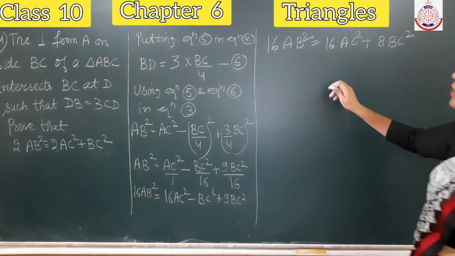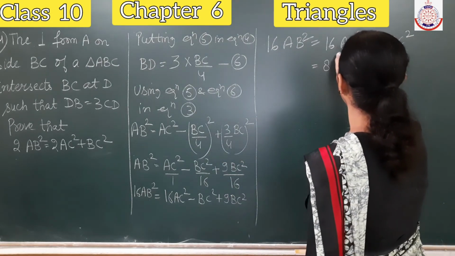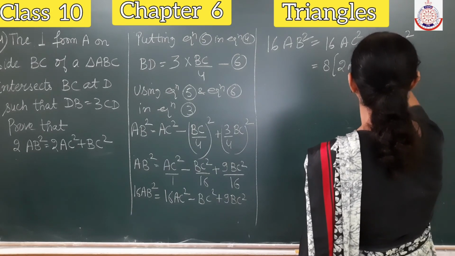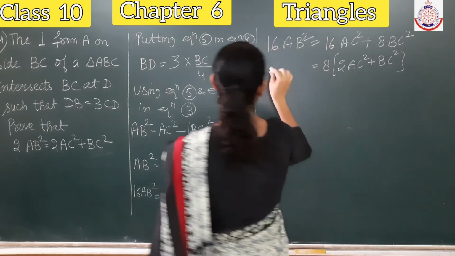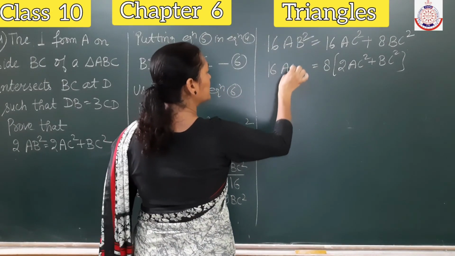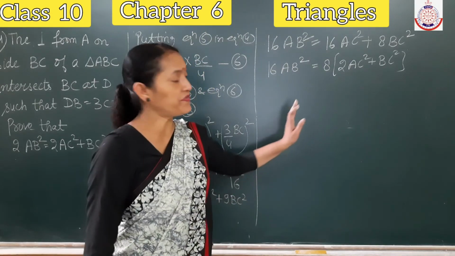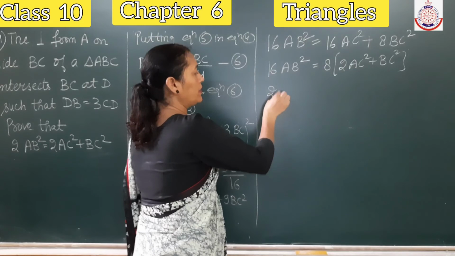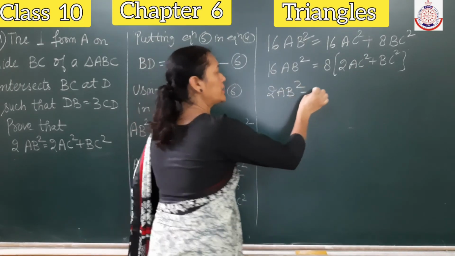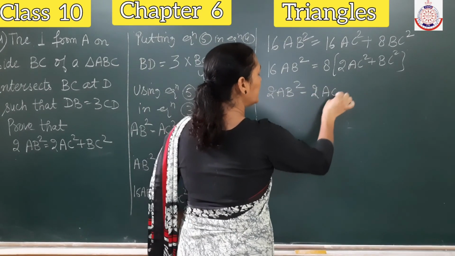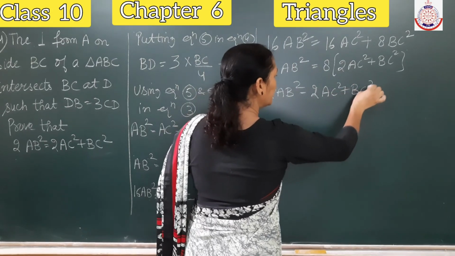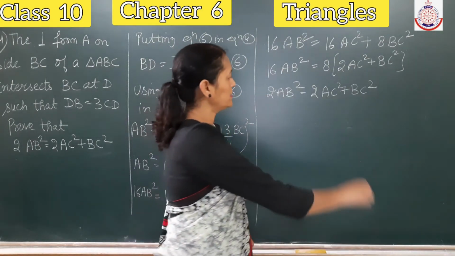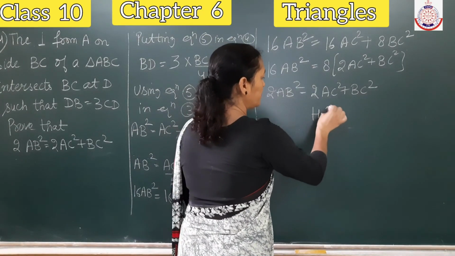So taking 8 common, 8 times 2 AC square plus BC square, and here we have 16 AB square. Now if we shift this 8 to this side, it will get cancelled with 16. So we will be left with double of AB square is equal to double of AC square plus BC square, and hence we have proved the relation being asked in the question.